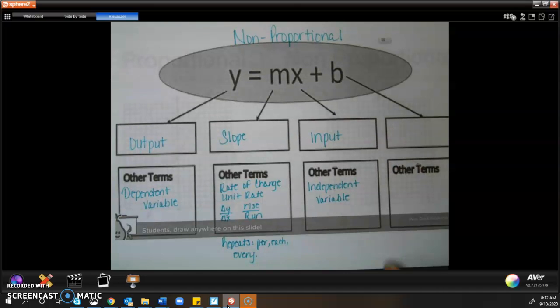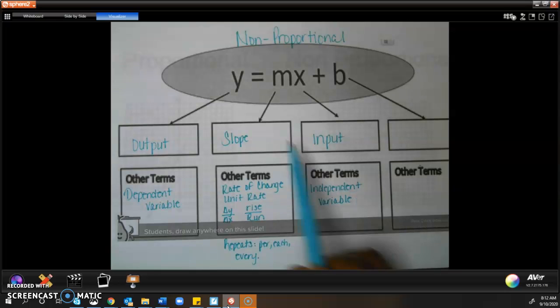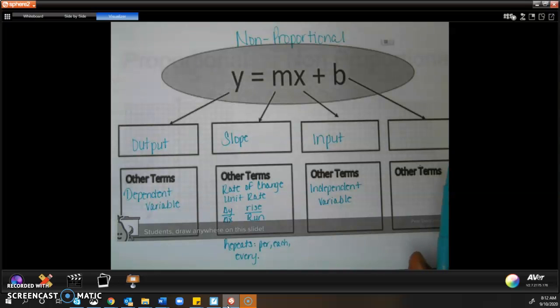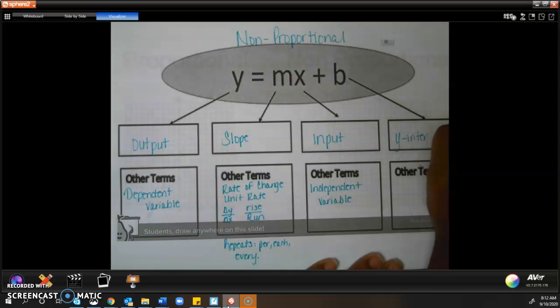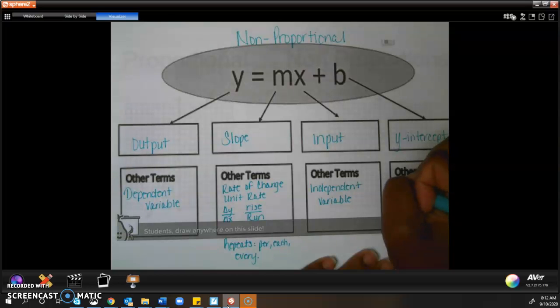Okay, so we already knew all of these things. So now we're just adding a piece to it, which is our y-intercept. So b is known as our y-intercept. Our y-intercept is where our line crosses the y-axis. So it's where your line crosses your y-axis.